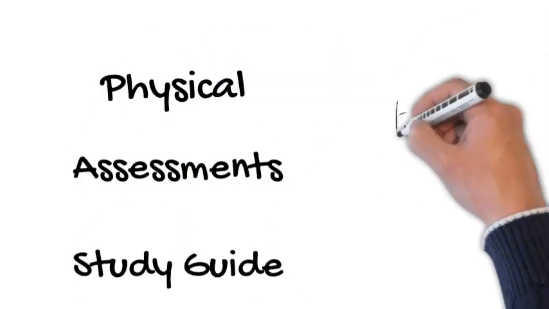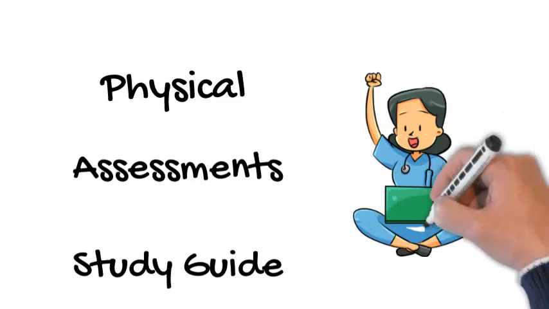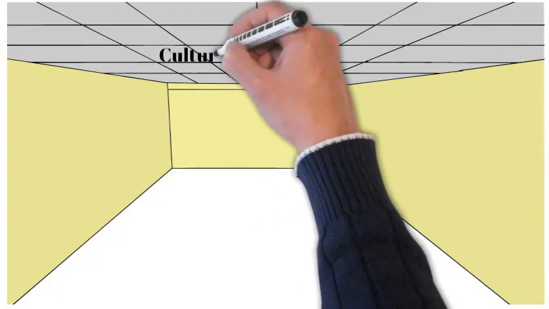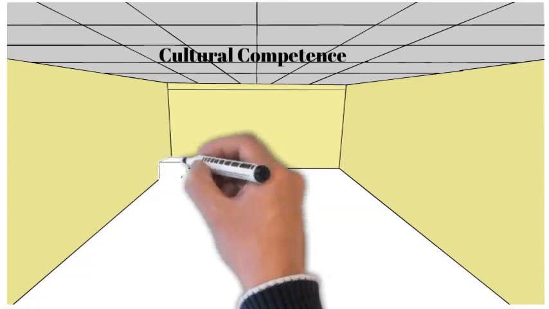Study guide for physical assessments, including key terms and their definitions. Cultural competence and health history assessment. Key terms: culture, ethnicity, race, religion, spirituality, cultural competency.